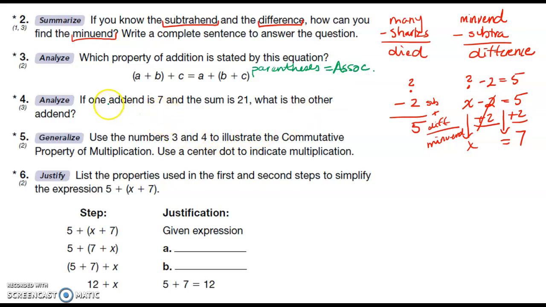If one addend is 7 and the sum is 21, what is the other addend? This is what I know: an addend plus an addend equals a sum. Let me plug in what I have. Let's just call the first one A. A plus 7 is equal to 21. How am I going to solve this? Well, this is an addition problem. Some number plus 7 equals 21. So I'm going to do the opposite and subtract 7 from both sides. I'm running out of space, so I'm going to come down here. This goes away. This is equals.